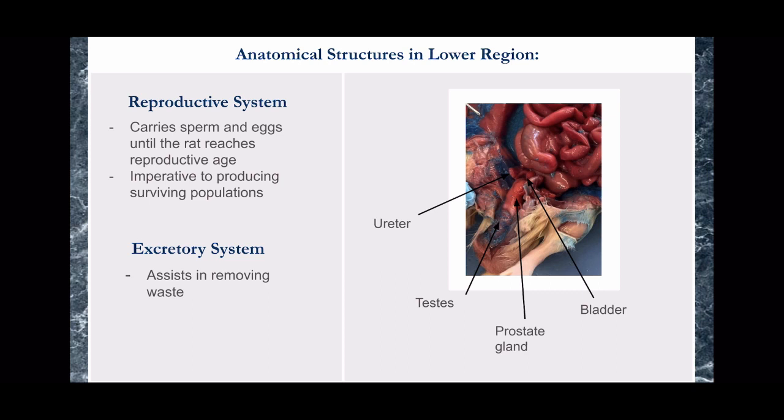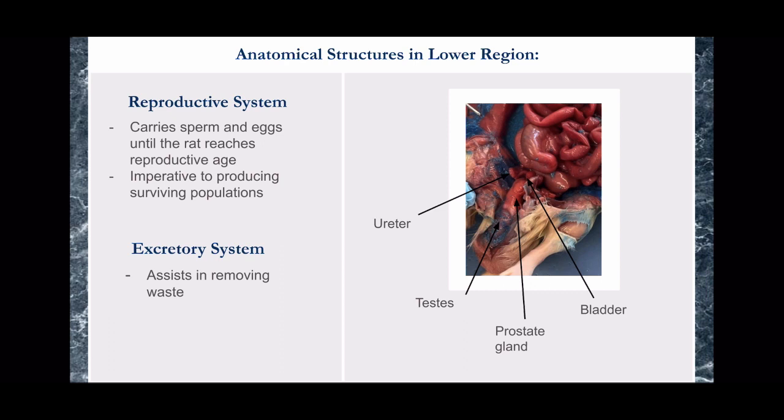And then we have the excretory system, which is responsible again for removing waste. And so what we saw from there was the bladder, which helps to store the urine, as well as the ureters, which play a role in transporting the urine out of the body.